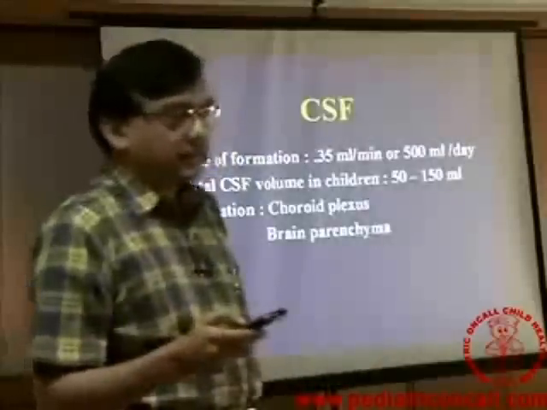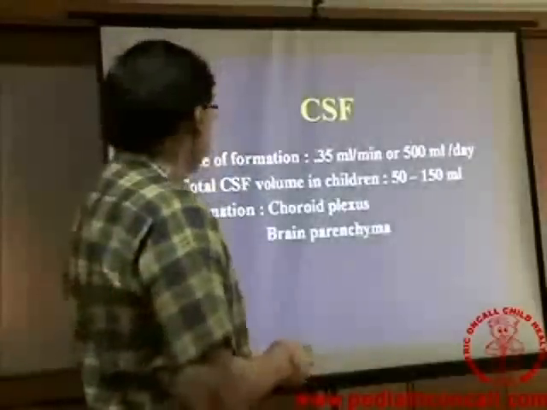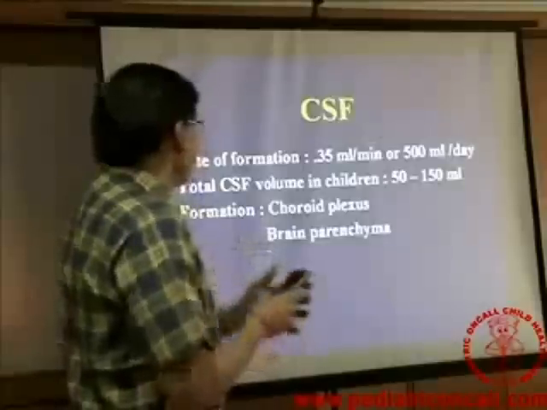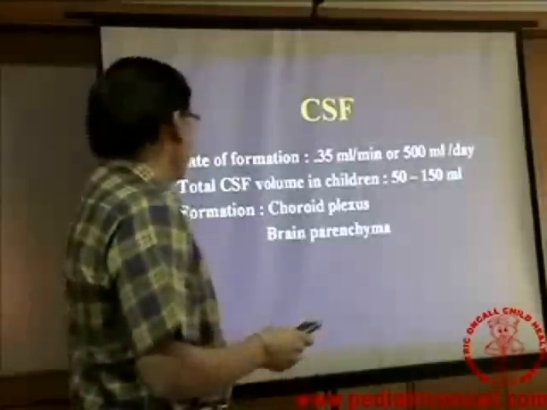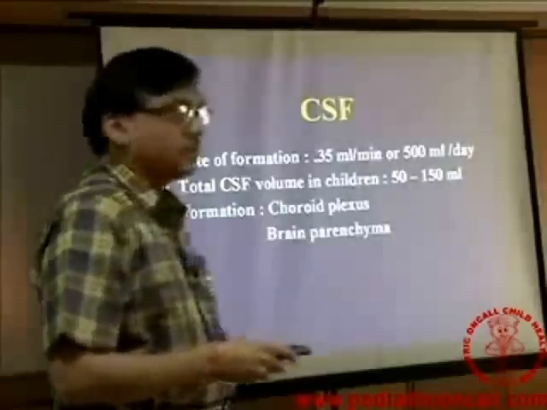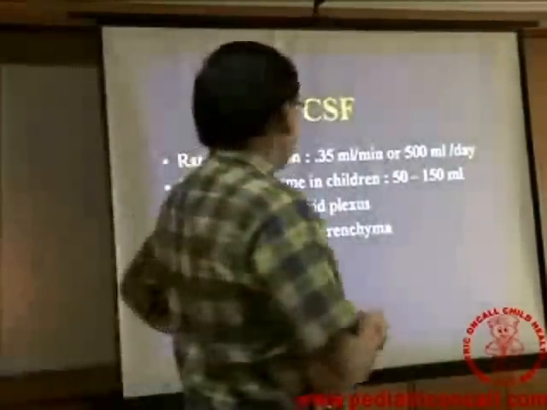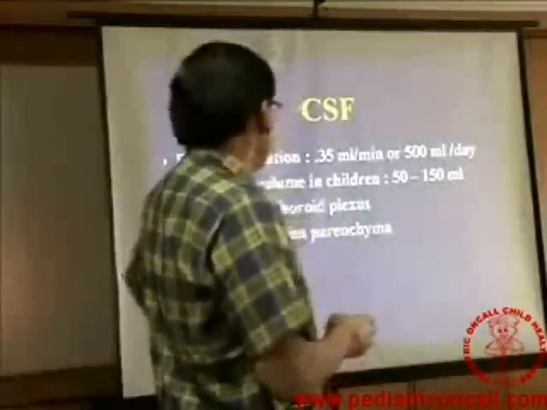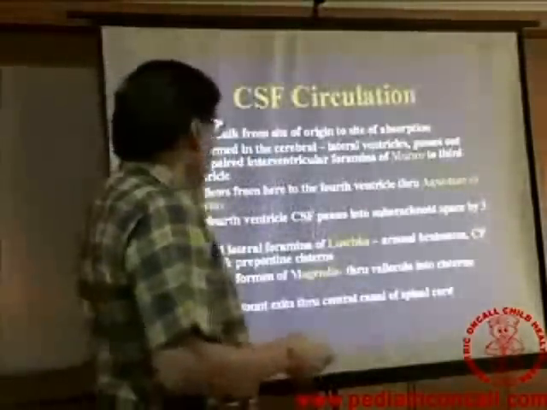Now just a little bit of background about the normal anatomy and physiology. The rate of formation of CSF is about 500 ml per day. Total CSF volume is around 150 ml in children, which means every 8 hours the CSF is being renewed. And it is formed mainly in the choroid plexus and in the brain parenchyma.